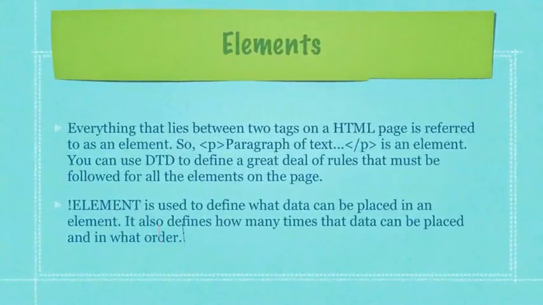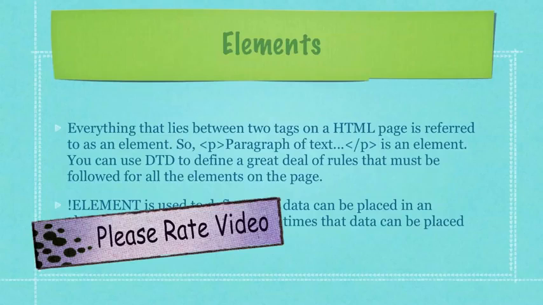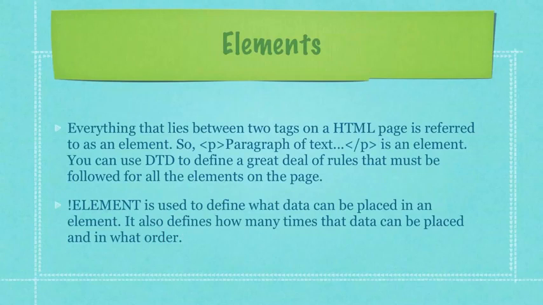Everything that lies between two tags on an HTML page is referred to as an element. So the paragraph tag that I have here, followed by the text that's going to go between that paragraph tag and the closing paragraph, is an element. You can use DTD to define a great deal of rules that must be followed for all elements on the page. Just to make myself clear, from the very beginning of the paragraph tag, including the text in between it, and the closing tag. Combined, that makes an element.